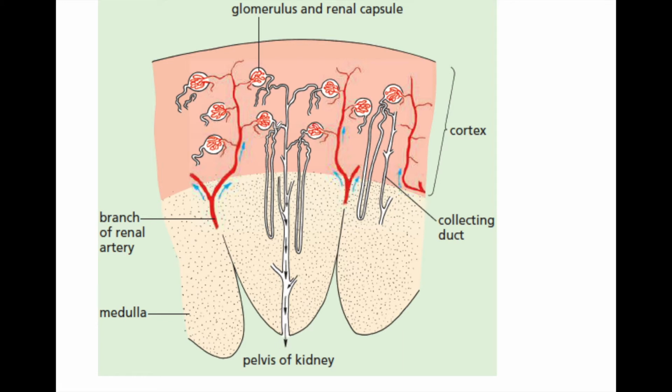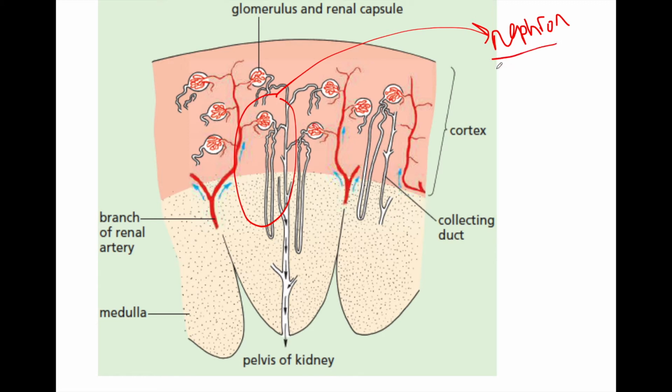Now we call this structure the glomerulus. One glomerulus with its renal capsule and its renal tubule, we call a nephron. So the nephron is made up of three things: the glomerulus, the renal capsule, and the renal tubule.